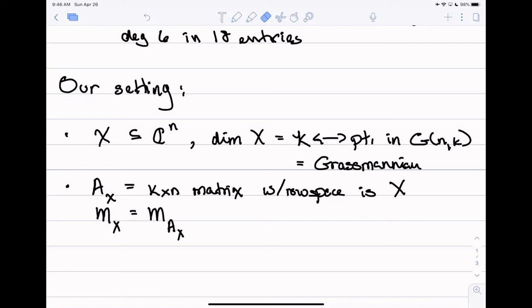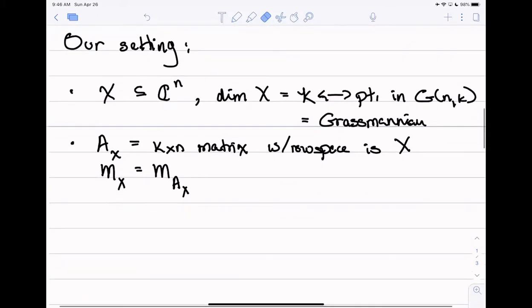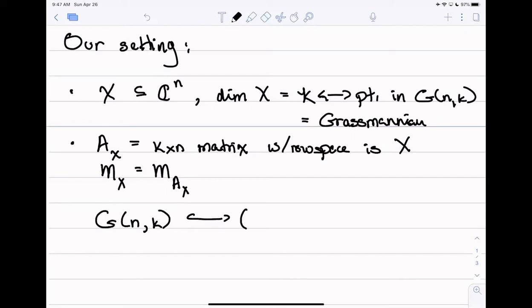Okay, so what else should we know? Just a little bit more about Grassmannian stuff. So where does this weird space whose points index k-dimensional subspaces of C to the n, where does it live? Well, I claim that the Grassmannian G(n,k) sits inside of a projective space, P to the n choose k minus 1. So where does that come from?